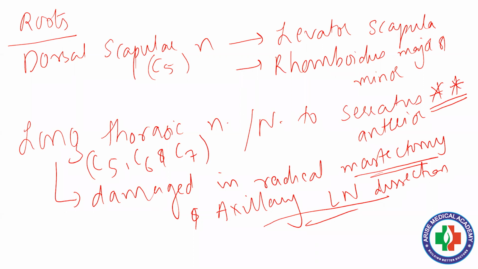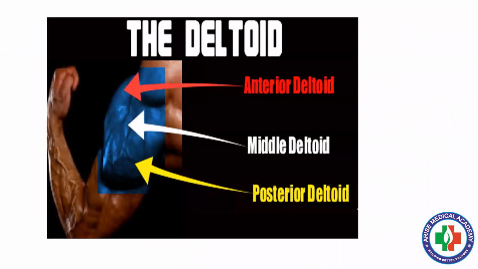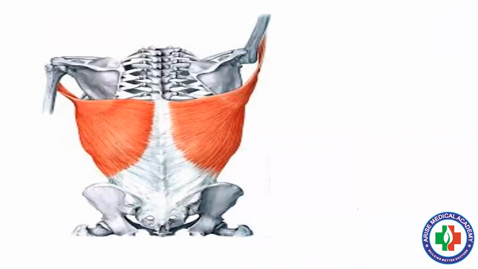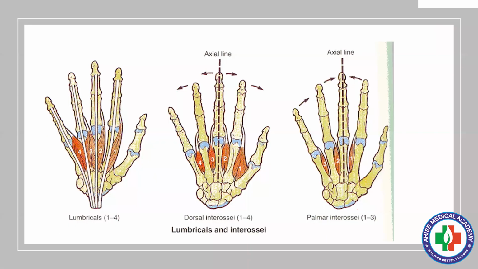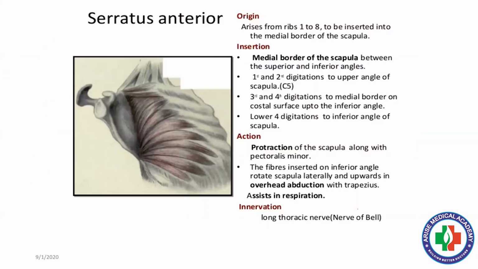Now, there are a few things that you need to understand with serratus anterior. Let me show you the image before we go into the discussion. If you see this muscle serratus anterior, it is originating from the upper ribs and inserting on the medial border of the scapula. So you can see that it is going and inserting on the medial border of the scapula.